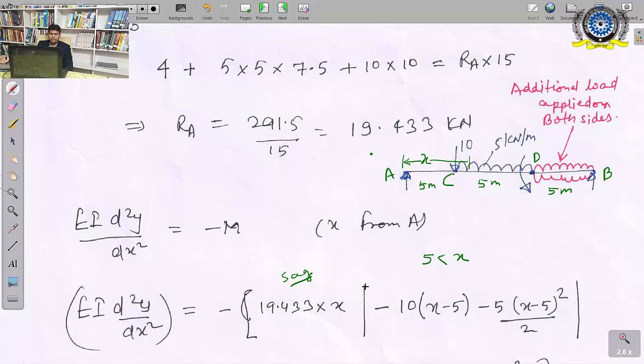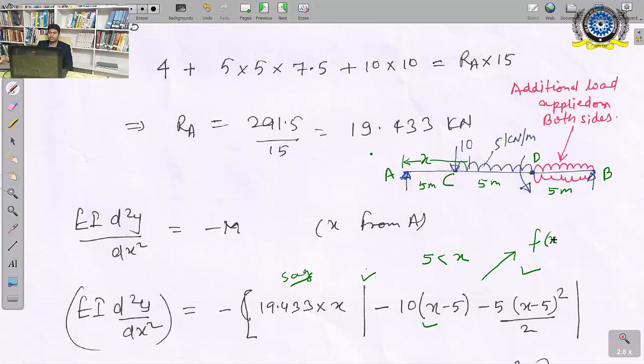So we will make a vertical line here. Okay, and we will write the bending moment equation due to this 10 and 5. So the equation will be minus 10 into x minus 5 and minus 5 into x minus 5 whole square by 2. Okay, so this is called as Macaulay's discontinuity function.